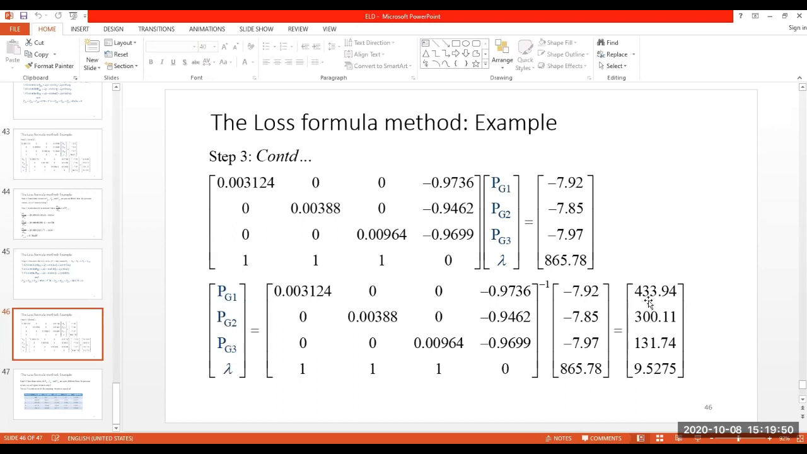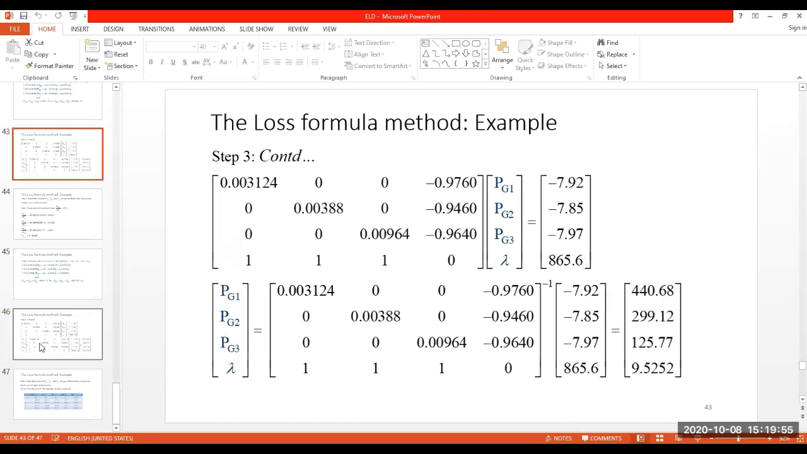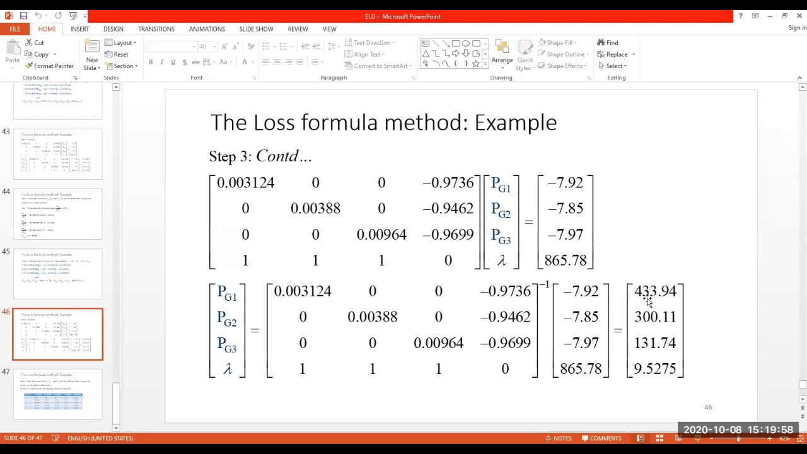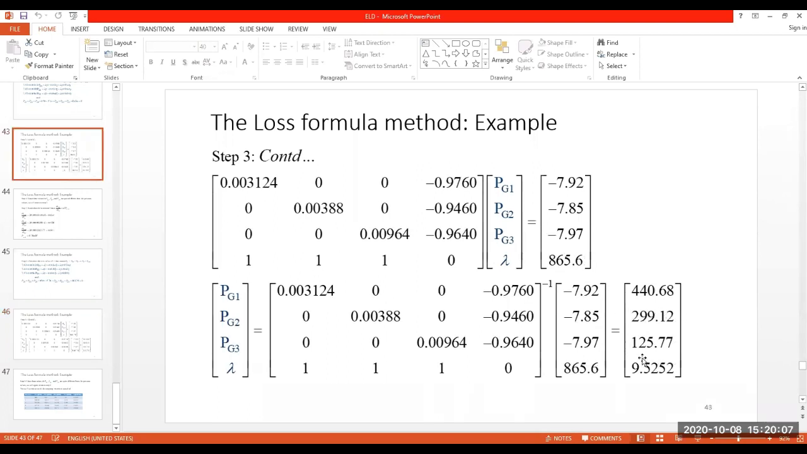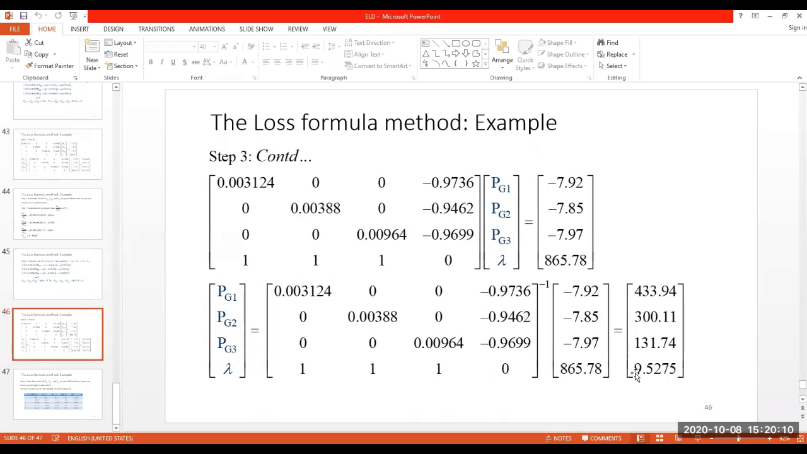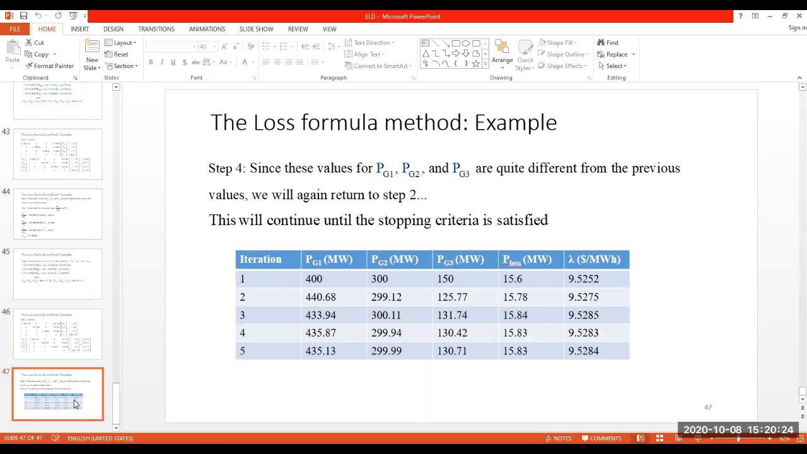Okay, so what was the previous value? Let's check back. The previous value was 440 for PG1. Now it is 433, so 7 megawatt. This is more or less the same. It was 299 point something for PG2. It is 300. PG3, how much was it? Previously it was 125. This is 131, so 6 megawatt. Still, megawatt is not a small value. It is a big change from the previous value. Of course, lambda is updated. So what to do? You carry on with the iteration.